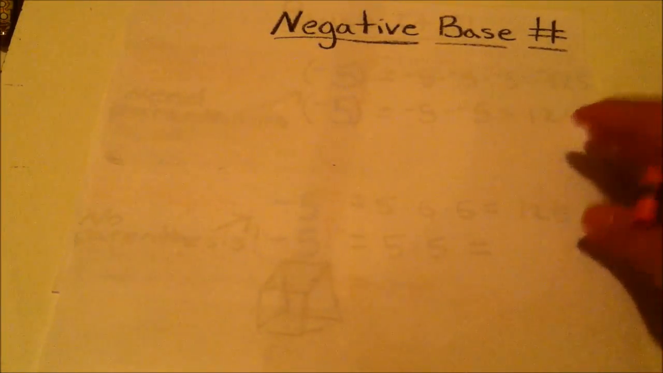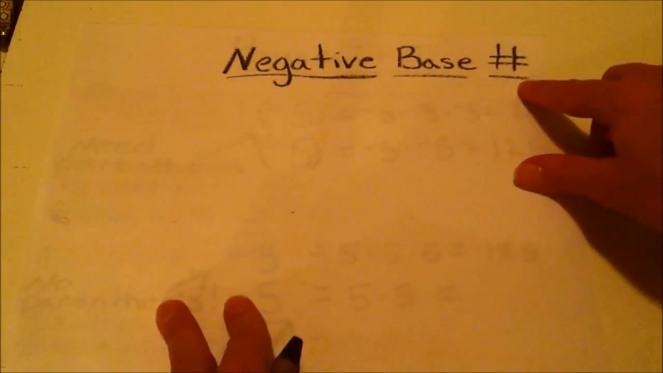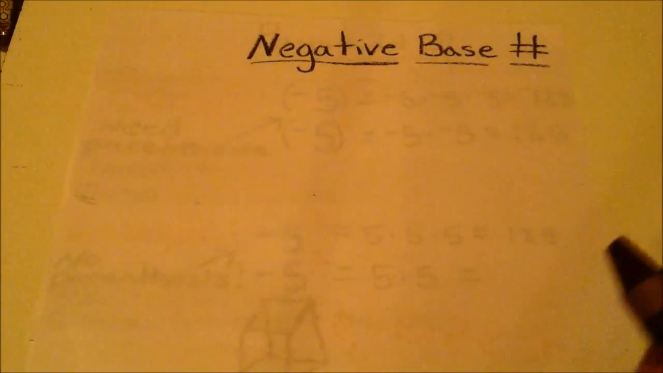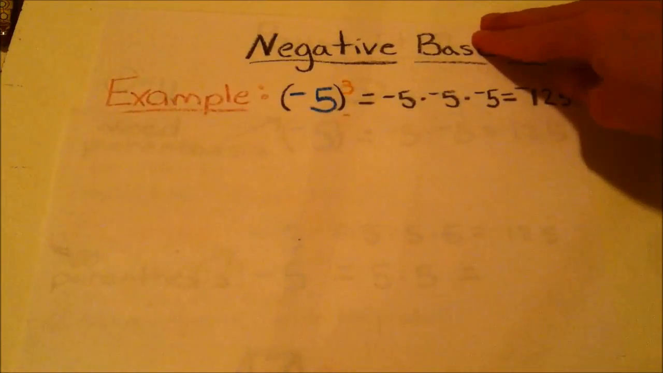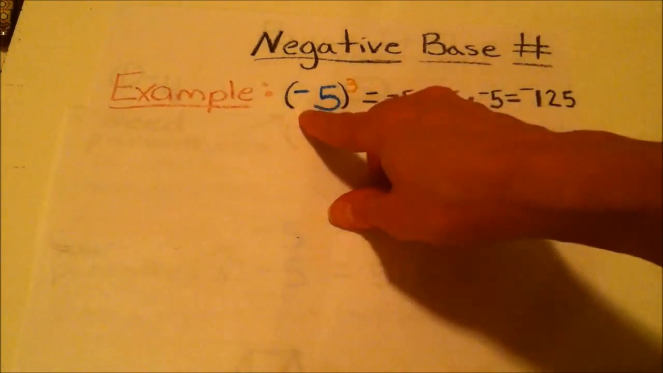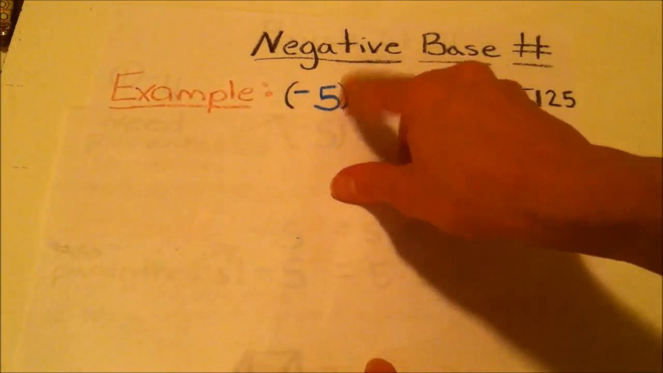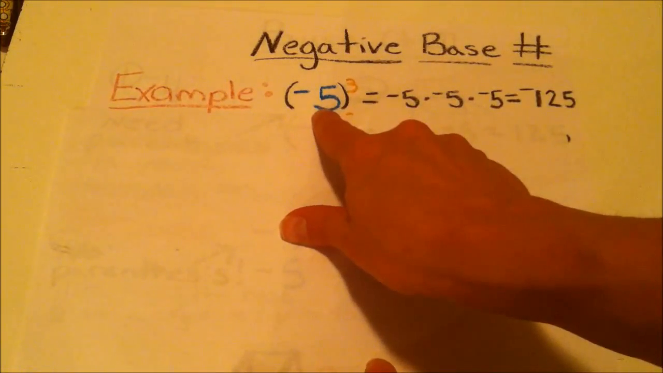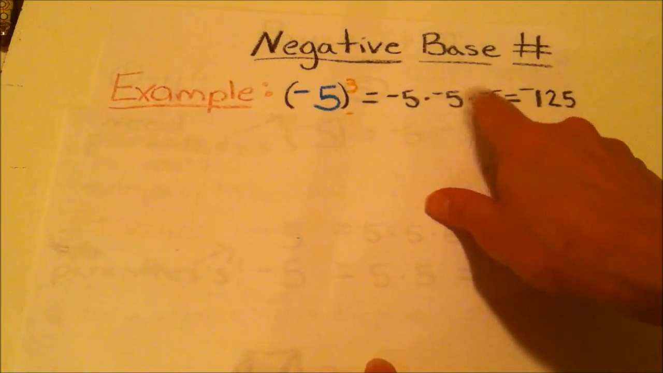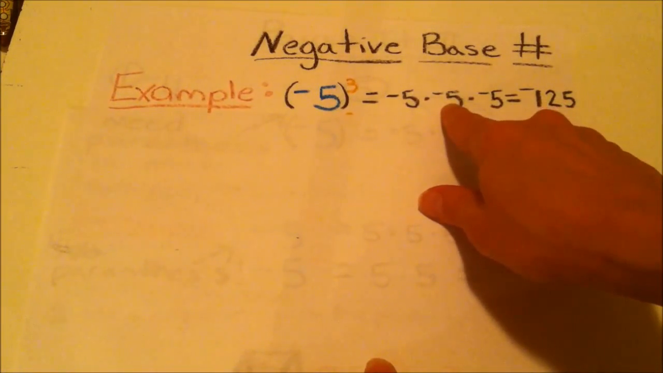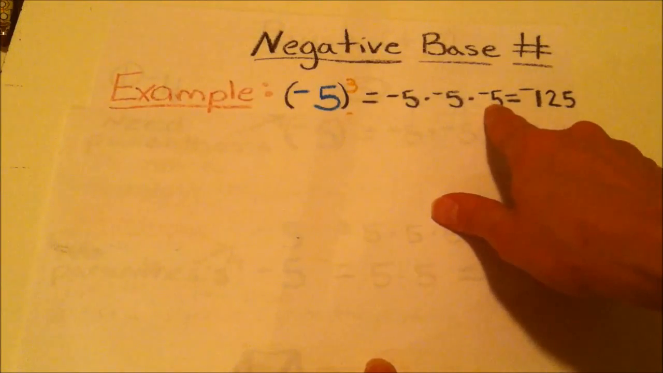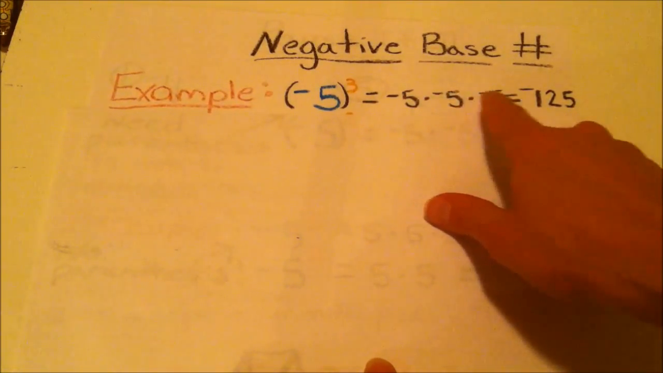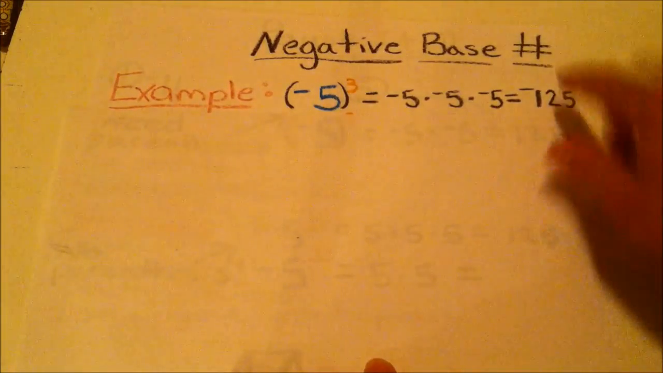What if my base number is a negative number? What do I do? Well, let's take a look at some examples. Example number 1. If I have negative 5 in parentheses cubed, that means that I'm going to multiply negative 5 times itself 3 times. Well, a negative times a negative is a positive, and a positive times a negative is a negative. So my answer is going to be negative, and I'm just going to multiply like normal. 5 times 5 is 25, times 5 is 125.